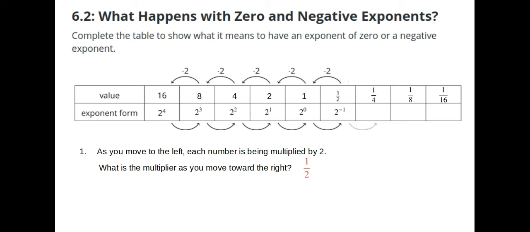Continuing my pattern, 1/4 is written as 2 to the negative 2nd power. 1/8 is 2 to the negative 3rd power, and 1/16 is 2 to the negative 4th power. It is important to note that there are no negative values in this example. The negative exponent does not mean that the value is negative, but rather that the value is a fraction. So 2 to the 4th power is 16, whereas 2 to the negative 4th power is not negative 16, it is 1/16.